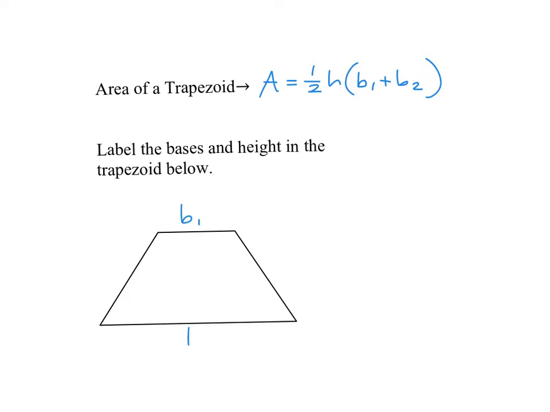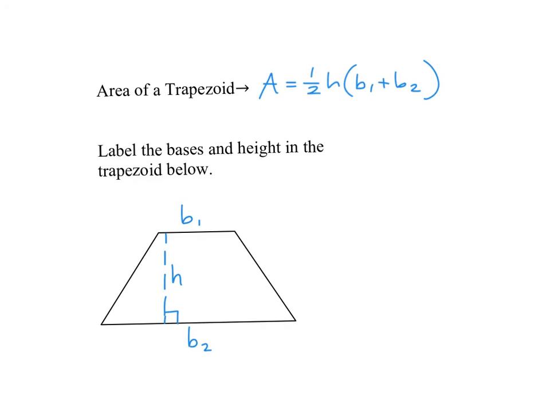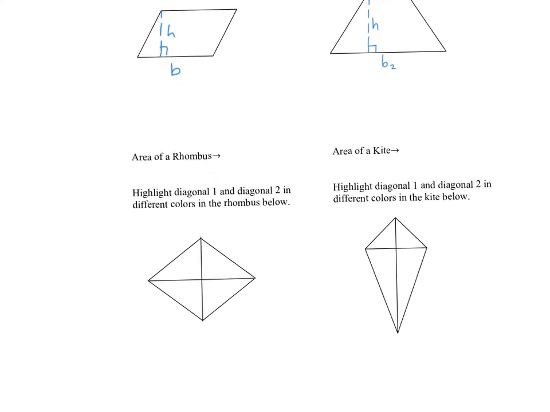This would be base 1 and base 2. Base 1 and base 2 are interchangeable. It doesn't matter which one is which. Your height has to be perpendicular. So this would be my height, and you would just be plugging in values like that. Any questions on a trapezoid before we move on? We're going to do a problem of each of these just to make sure you're good, but I want to give you the formulas first.